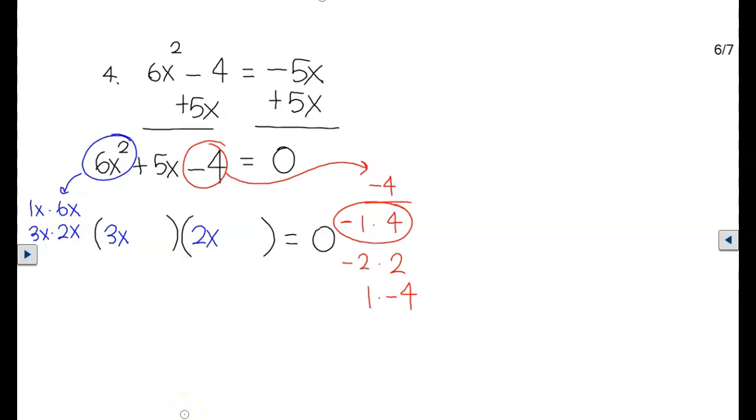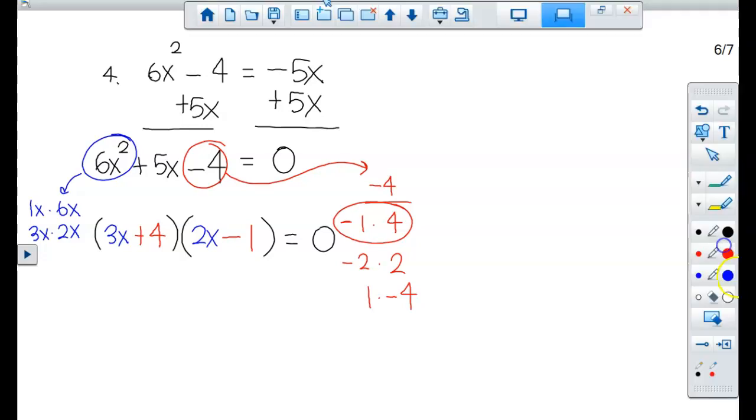And I think I'll arrange them this way. I think I'll put the plus 4 here with the 3 and the minus 1 here with the 2x. So I'm going to make my guess that this thing is going to be 3x plus 4 times 2x minus 1.